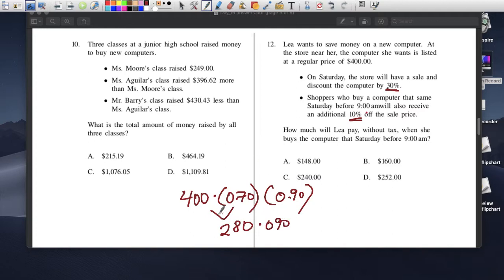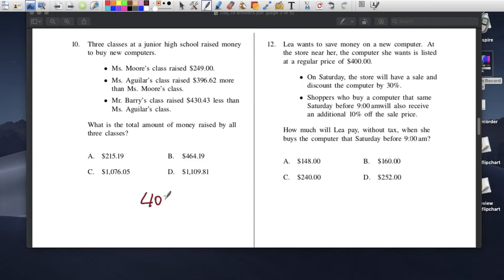Multiply this by 0.90. That's going to give us a total of $252. If you decided to do this the really long way, you can do, okay, here's $400.